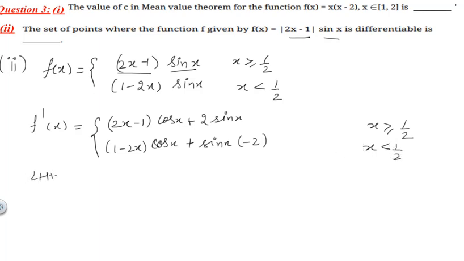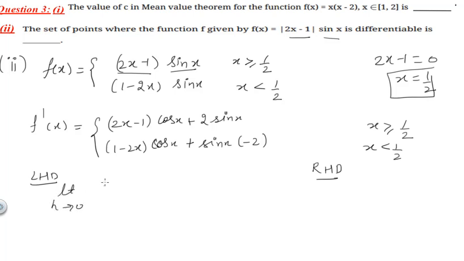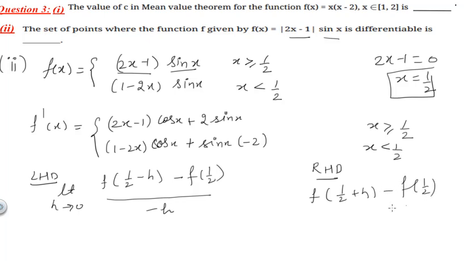Now you have to go for LHD and RHD for checking the differentiability at 1 by 2, because when you put 2x minus 1 equal to 0, you get the critical point as 1 by 2. So at 1 by 2 you are going to check now. Just look carefully, what was the formula? You will be writing limit h tending to 0 of f of 1 by 2 minus h minus f of 1 by 2 divided by minus h. In the RHD you are going to put f of half plus h minus f of half divided by h, where limit h tends to 0. You have to solve these two.